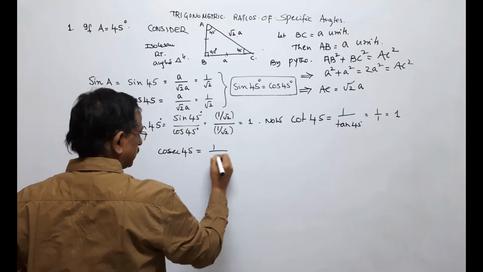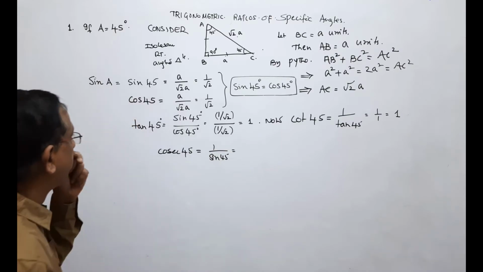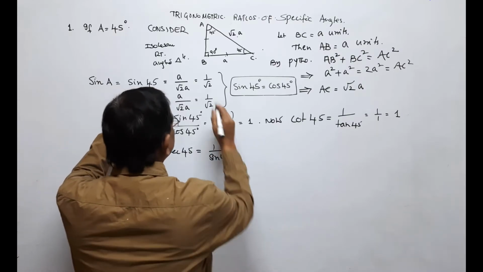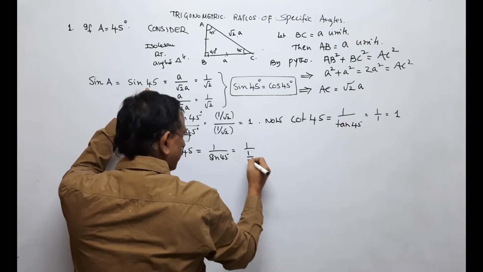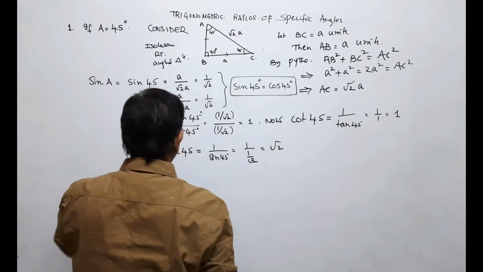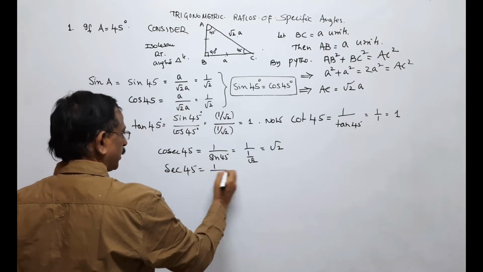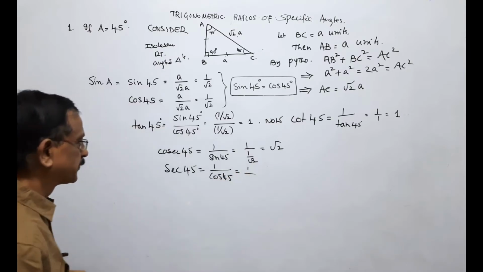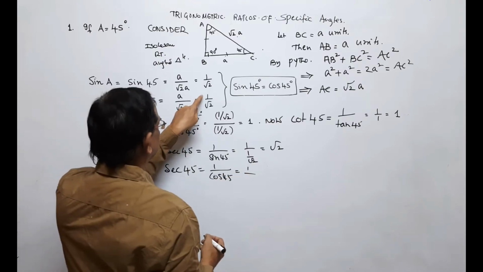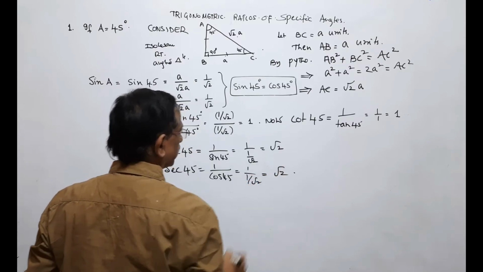Cosecant 45 is 1 by sin 45, which is 1 over 1 by root 2, which is root 2. What about secant 45? The same, 1 over cos 45, which is again 1 by 1 over root 2, so you'll get root 2.